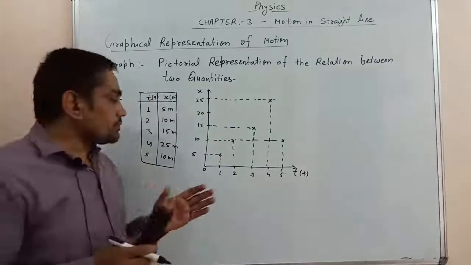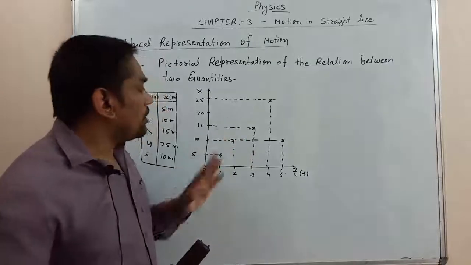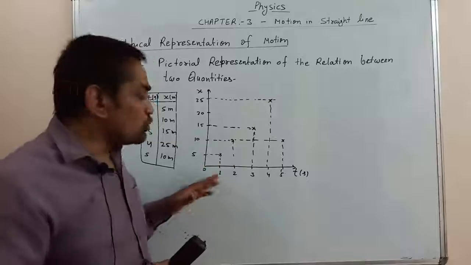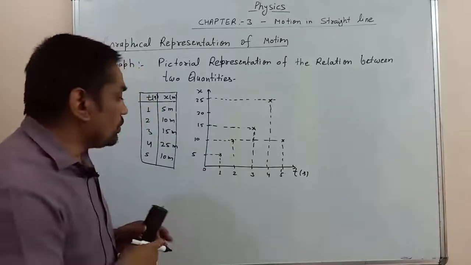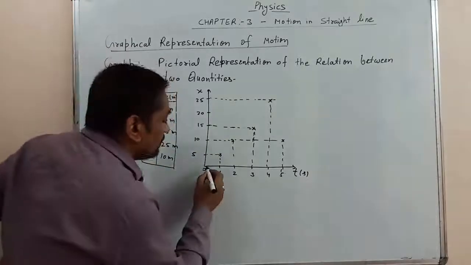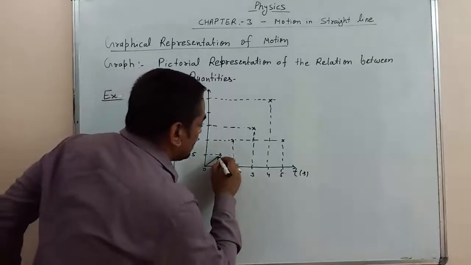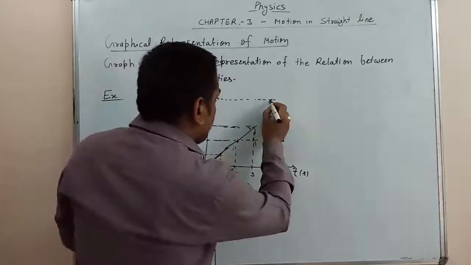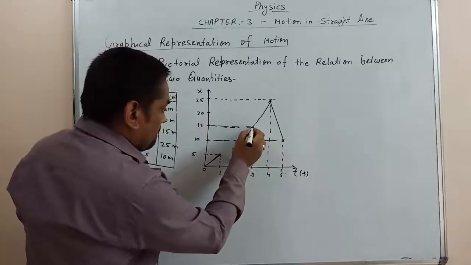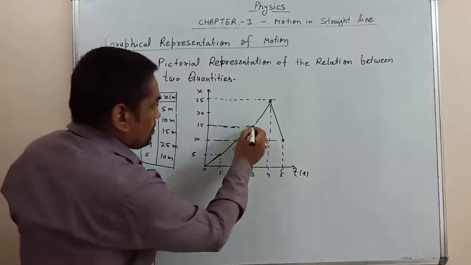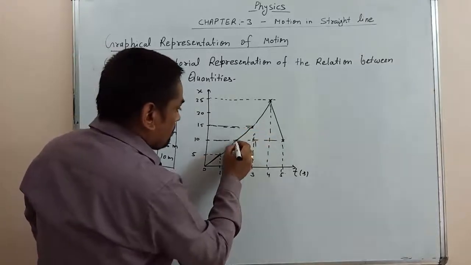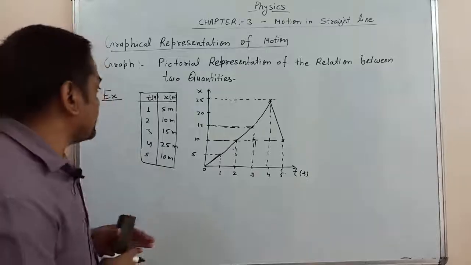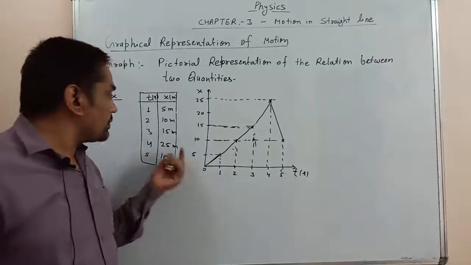So we draw a straight line to meet these points. Using a scale we draw the straight line that meets these points, and this is the graph of an object which starts from the 0 second.